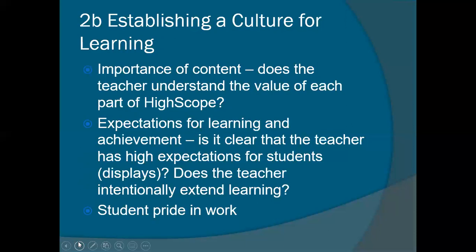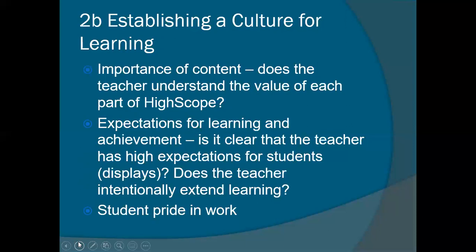And the other thing that we really look at to gauge this item is, does the teacher intentionally extend learning? So we know that there are lots of opportunities during the course of our day where learning can be extended. Is the teacher seizing those opportunities?